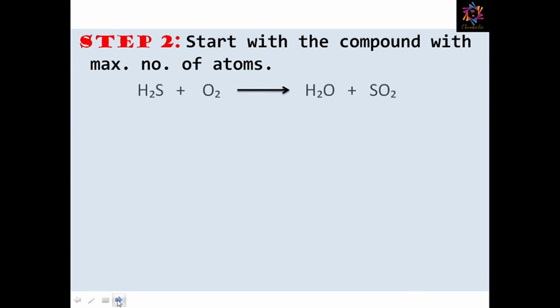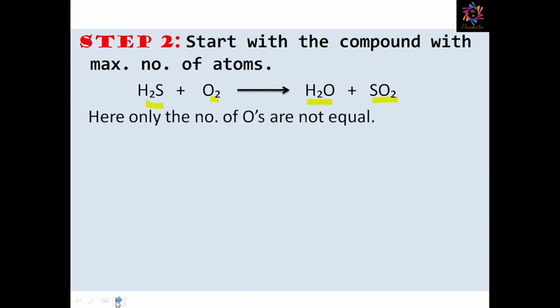First we'll write the skeletal equation. As we see, this is one compound and these are 2 compounds. This is an oxygen molecule, and we'll start with the one having the maximum number of atoms. Actually all the 3 compounds have similar numbers, so we can take any one. We'll start with this H2S.